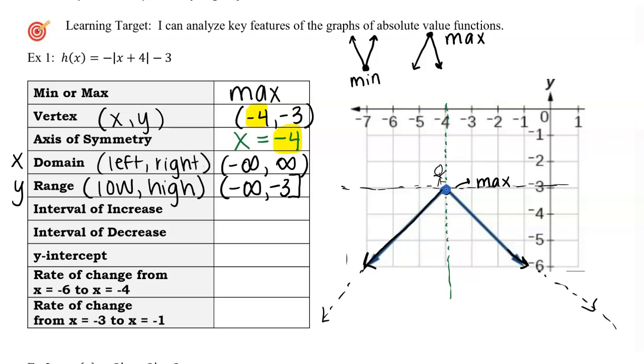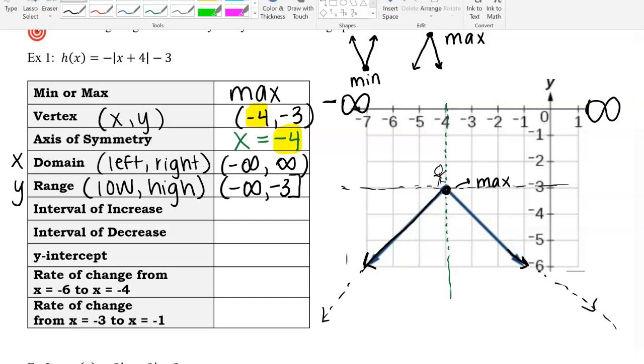Increasing and decreasing intervals. So I like to remind you that infinity is going to be on this side of your graph if you continued counting. -infinity would be on this part of your graph if you continued counting. -infinity for the y values would be in this direction. So when we're talking about increasing and decreasing, we're talking about intervals of x.